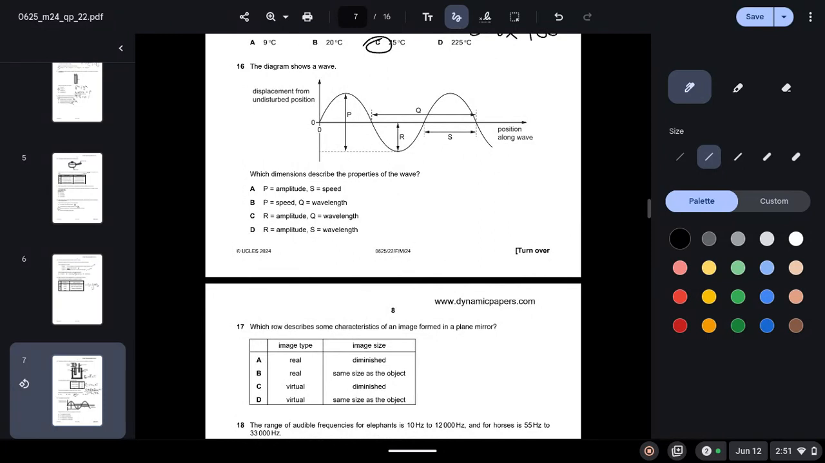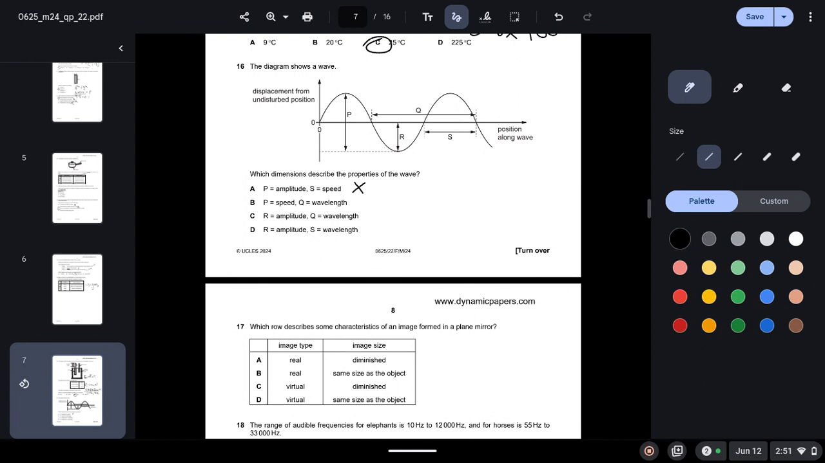The diagram shows a wave. Which dimensions describe the properties of the wave? So let's go through all the options. P is amplitude, S is speed. So we can see this is incorrect. P is not the amplitude and S is not the speed.